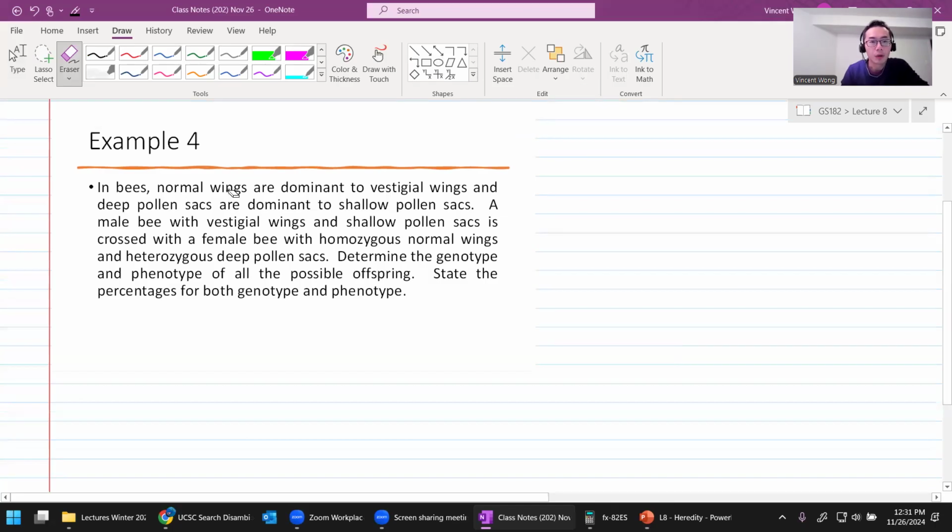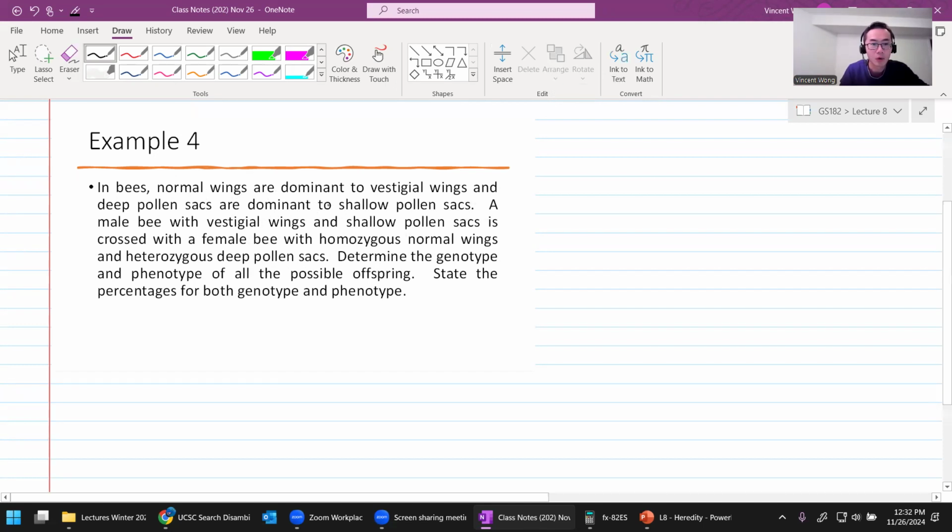In bees, normal wings are dominant to vestigial wings. It actually doesn't really matter whether you understand what normal wings or vestigial wings means. A lot of people get a little bit confused when there are certain terms they don't fully understand in the question, and then they don't know how to do the problem. But these are just traits, okay? They are different versions of wings. It doesn't actually matter what they look like. You just solve the question the same way.